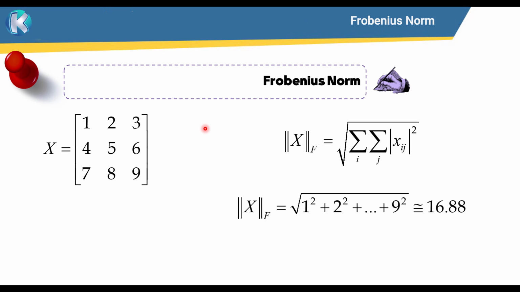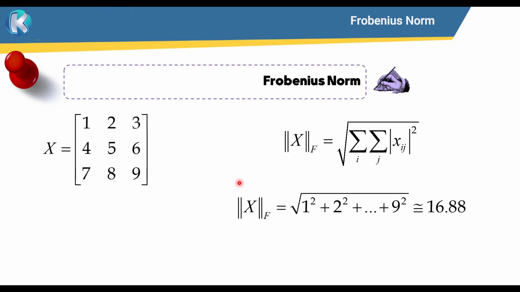So now let's talk about the Frobenius norm and how to calculate that in Python programming language using the NumPy package. So take this example. As you can see, here is a matrix which is called X, and we want to calculate the Frobenius norm. In order to calculate the Frobenius norm, here is the formula, and it is the square root of the summation of each element in the matrix to the power of 2.